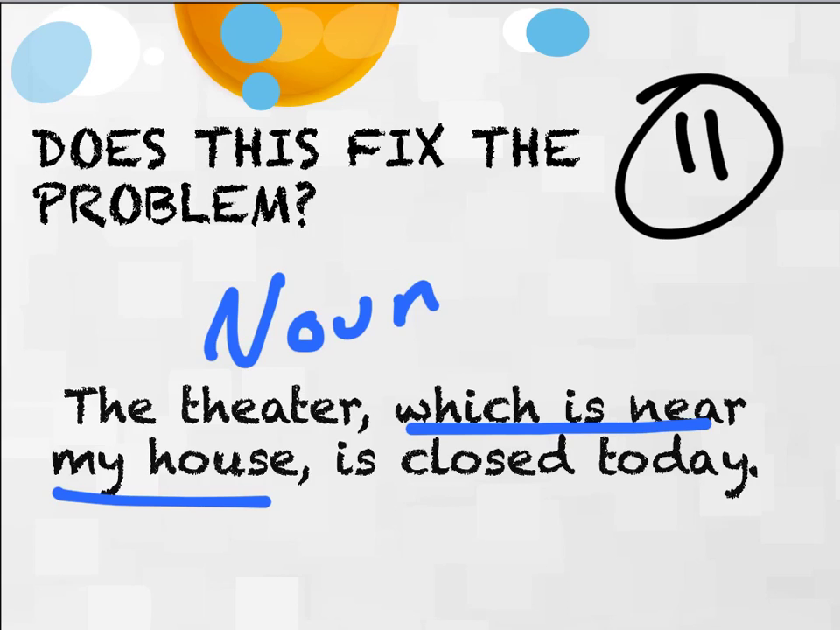Second rule, it needs to give more info about the noun. The theater, well, what about this theater, which is near my house? It's the one close to my house. Cool, that gives me more info. Third rule, it has to be surrounded by commas, boom and boom.